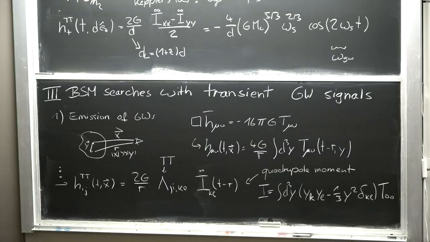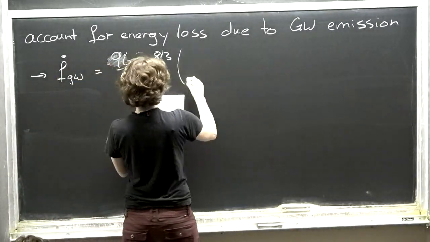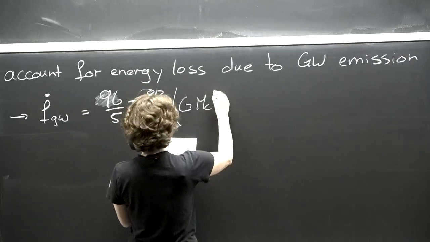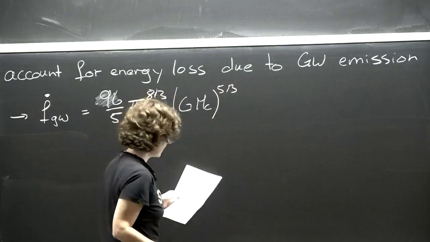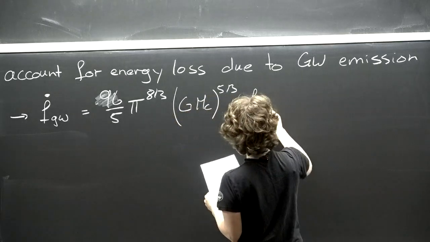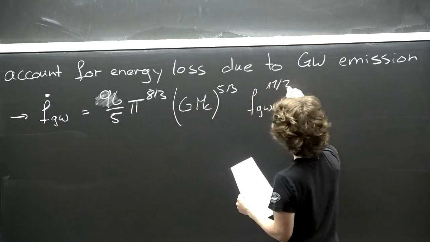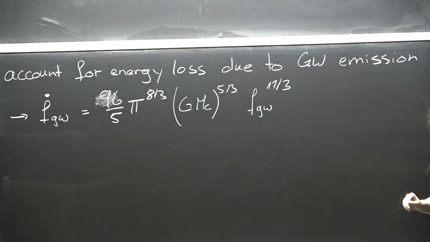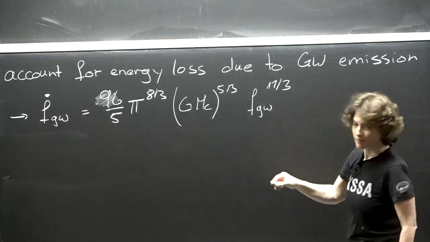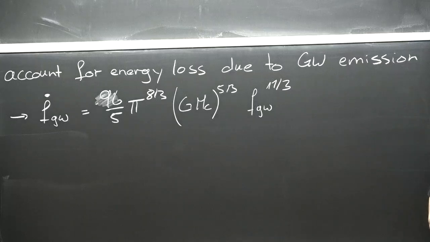But obviously, when you build a detector and you measure some frequency, you typically measure in linear frequency, not in angular frequency. So what you get is that there's some prefactor, 96/5 pi to the 8/3. There's again this factor G chirp mass to the 5/3. And then there's the frequency to a positive power, 11/3. So again, the logic of how you derive this I just explained, right? The details are, for example, in Maggiore's textbook.